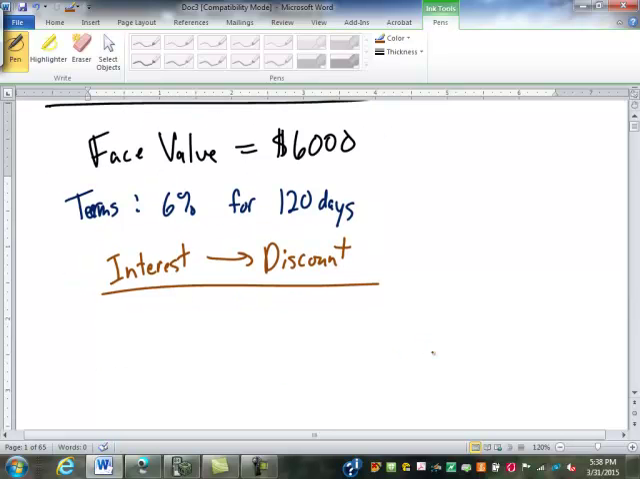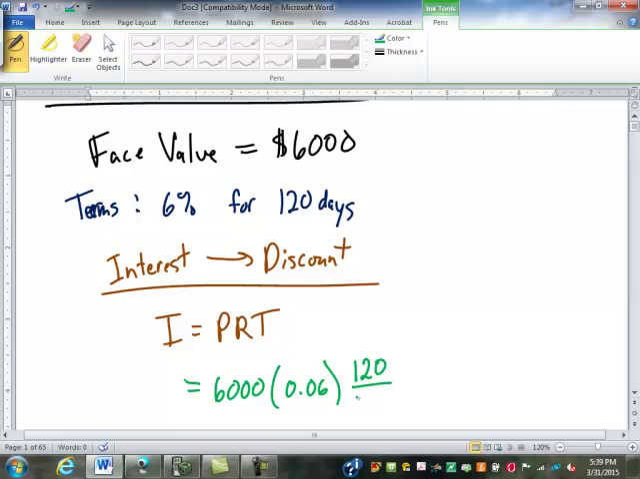The way you figure out a discount is the same as figuring out the interest for a simple interest-bearing note: principal times rate times time. Well, our principal here is the $6,000, the starting amount or the face value. The rate is 6%, so 0.06, always as a decimal. The time is in days, so we're going to use 360 or 365. If it does not say, you always assume ordinary, which is 360. So it'll be 120 over 360.